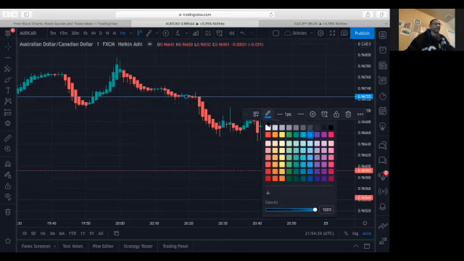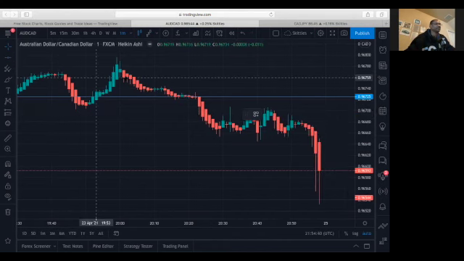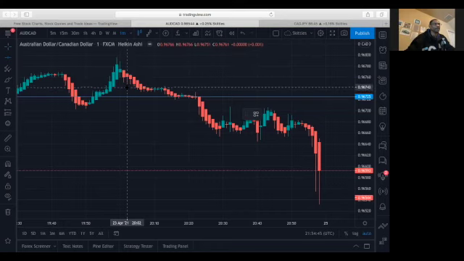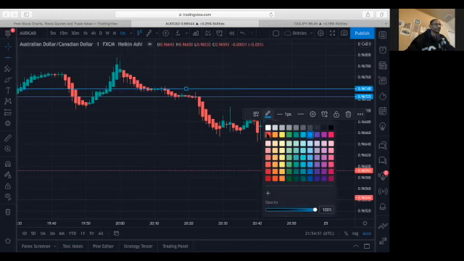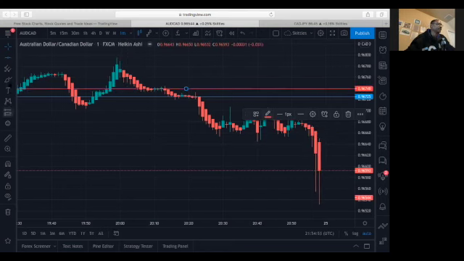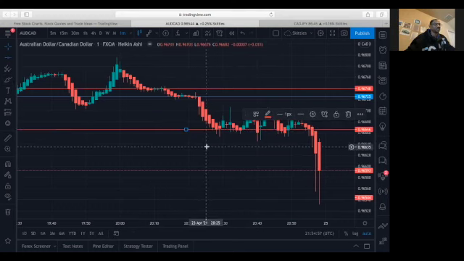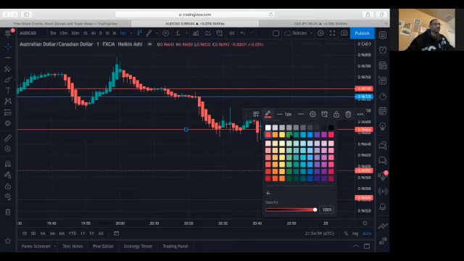Let's make that blue. Okay, let's say our stop loss would be here, let's make that red. And let's say our take profit would be here. Let's make that green.